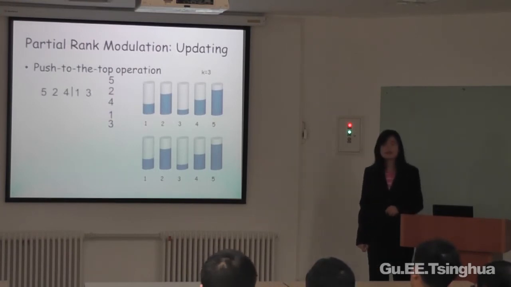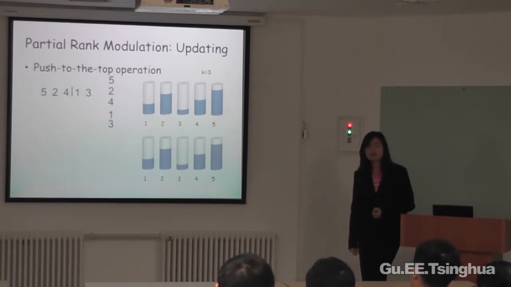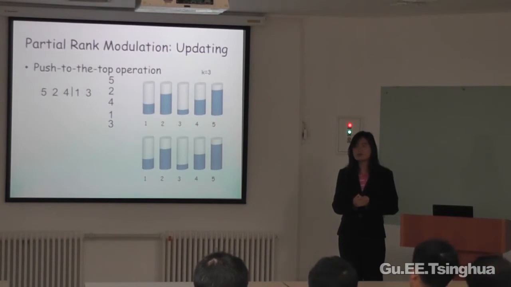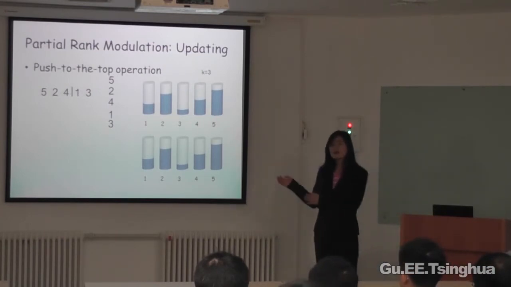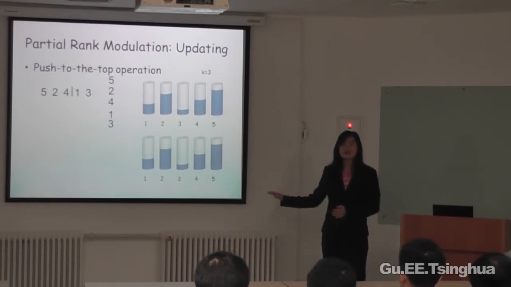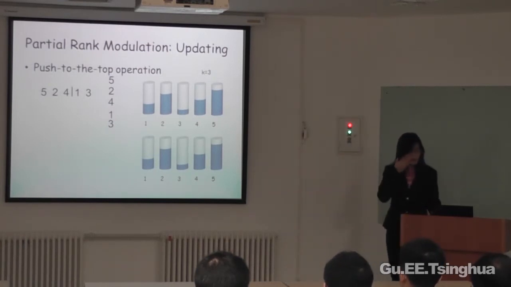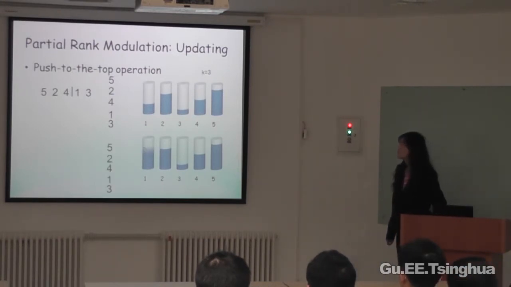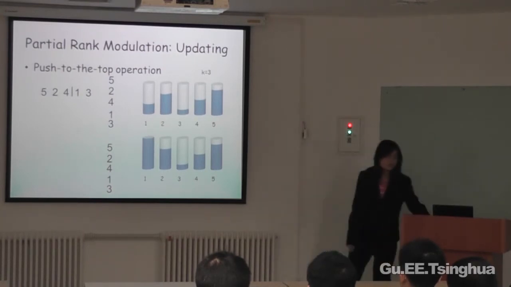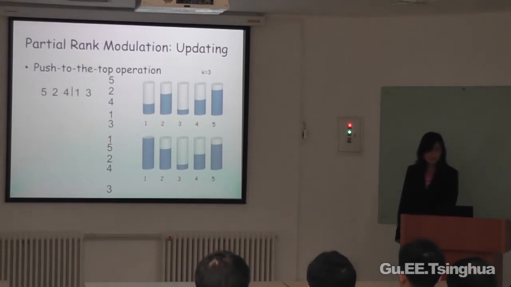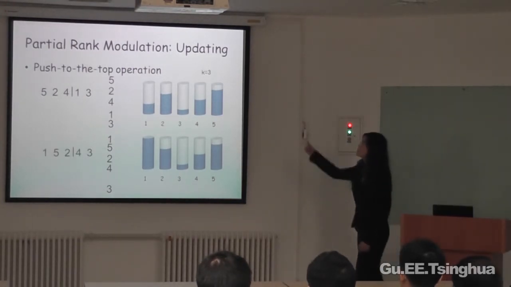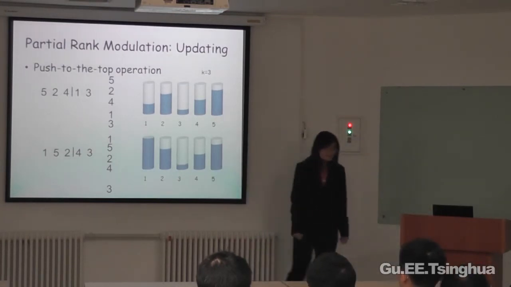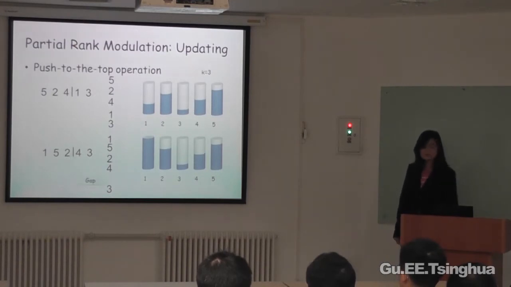Now I ask the question, how do I update information without doing an erasure? Suppose I already have a permutation representing some message. Now I want to change it to a new message, but I don't want to take electrons out. This is what we can do. Suppose that I have 5, 2, 4 in the beginning. Now, I push cell 1 to the top and get a new permutation, 1, 5, 2. So I get a new message without erasing, and I only operate on one of the cells. We call this the push-to-the-top operation.